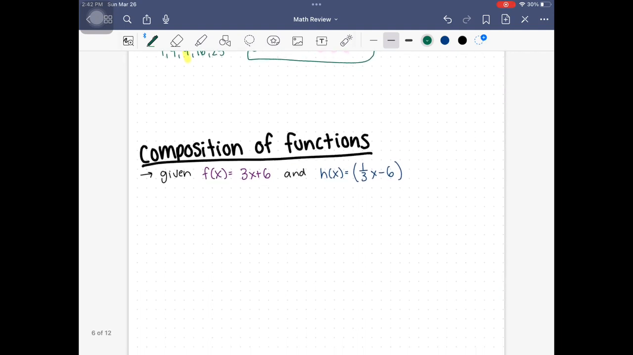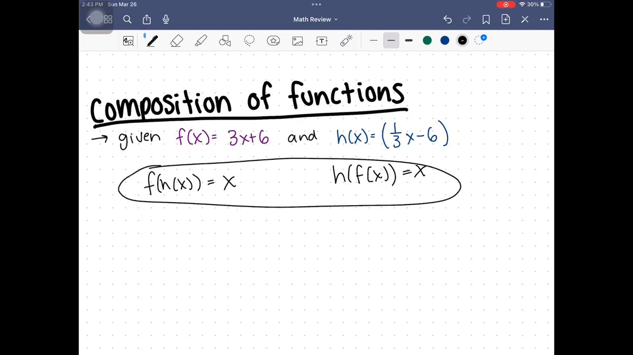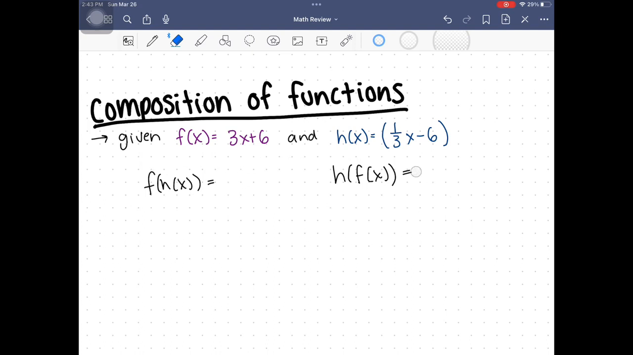I'm going to briefly talk about the composition of functions, and then that is the last thing I'm going to do for you guys today. So with this composition of functions, the way you need to check is you need to check f of g of x, or I'm sorry, in this case it's going to be h, and then h of f of x. Okay, if they both equal x, that means they are inverses, okay? This has to happen to be inverses, but we don't know that yet, okay? So we got to check.